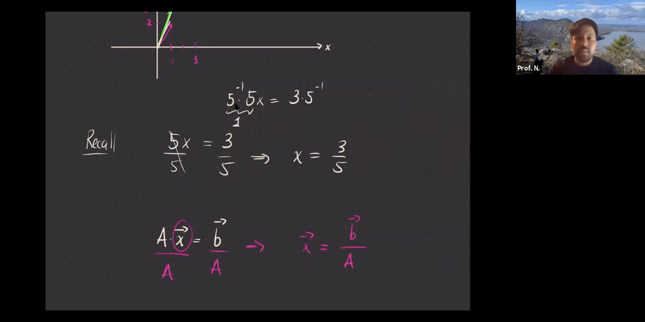So yes, Chaitanya, you said if we have a linear combination of Ax equals b, what does that mean?